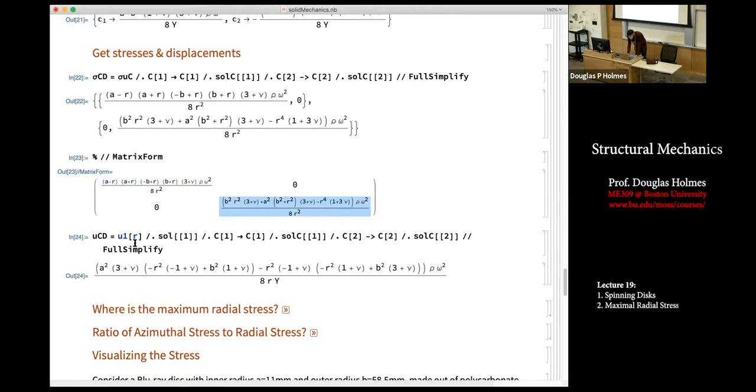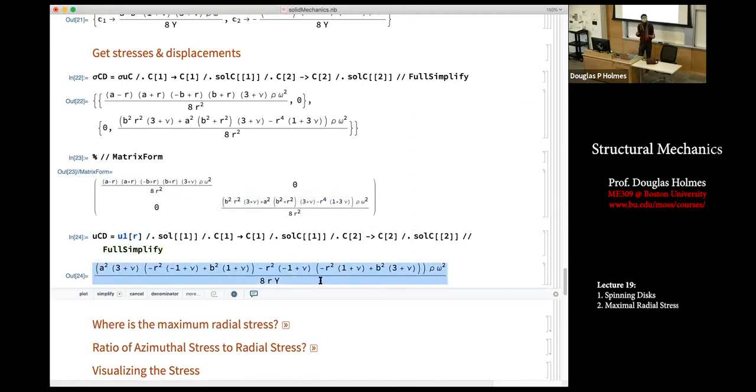And once again, once we put the constants back into U of R, we can find out what the displacement of the spinning disk is in the radial direction. This thing is spinning and spinning and spinning, which is causing it to stretch out, stretch out, stretch out. And you can see that the relationship between how fast it's spinning and how it stretches out is rather complicated.